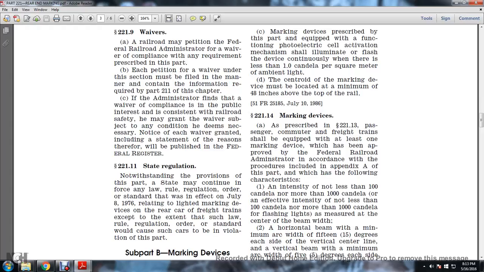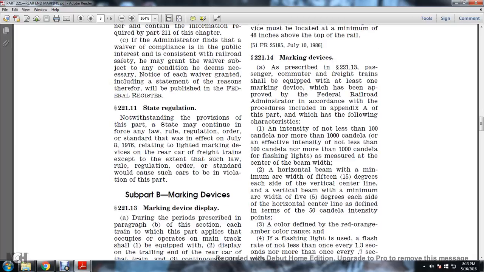221.11, State Regulations. Notwithstanding the provisions of this part, a state may continue to enforce any law, regulation, or standard that was in effect on July 8, 1976, relating to lighted marking devices on the rear car of a freight train, except to the extent that such law, regulation, or standard would cause such a car to be in violation of this part.